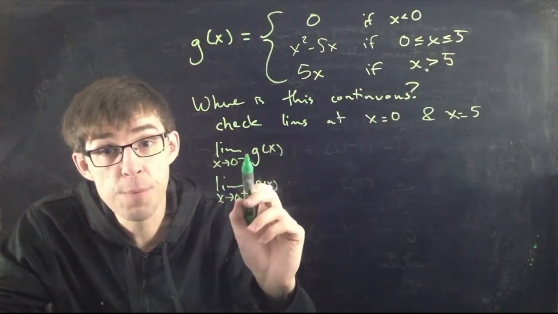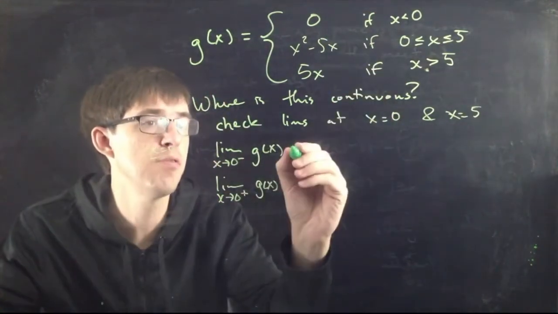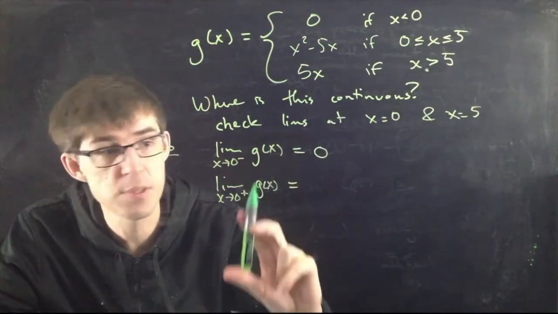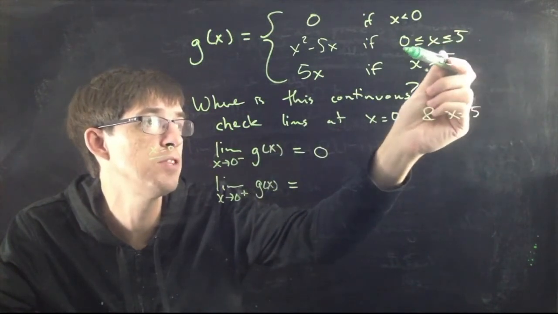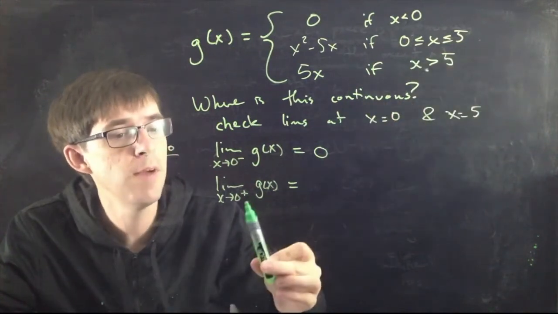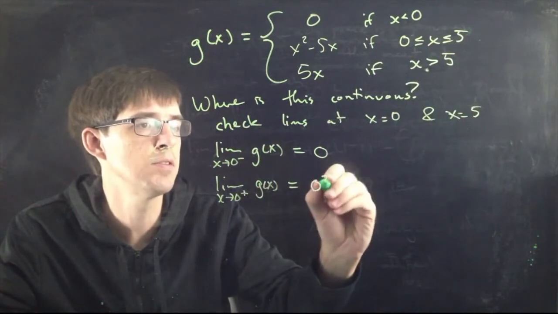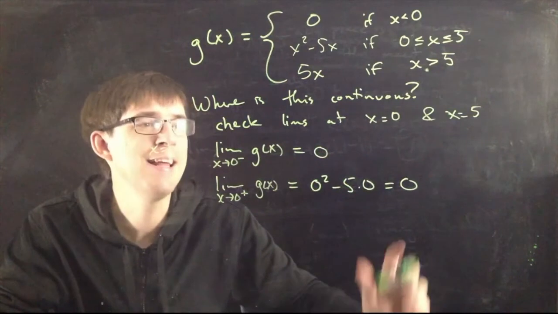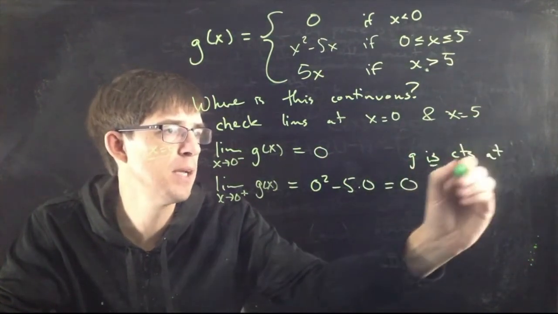When x goes to 0 from the left, that means I'm considering values which are close to 0 but slightly less, so I should be using the top formula, which is simply 0. For this one, I'm considering values close to 0 but slightly more. That means I should use this one, which does include any value close to 0 but slightly more, right? You shouldn't go all the way to this one. These are much bigger than 0. I want values which are very slightly bigger than 0. Use the middle formula. It says 0 squared minus 5 times 0. That is 0. These are the same, and therefore g is continuous at x equals 0.